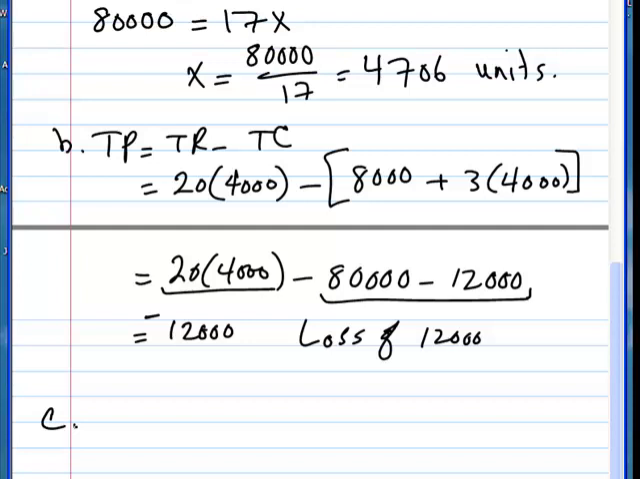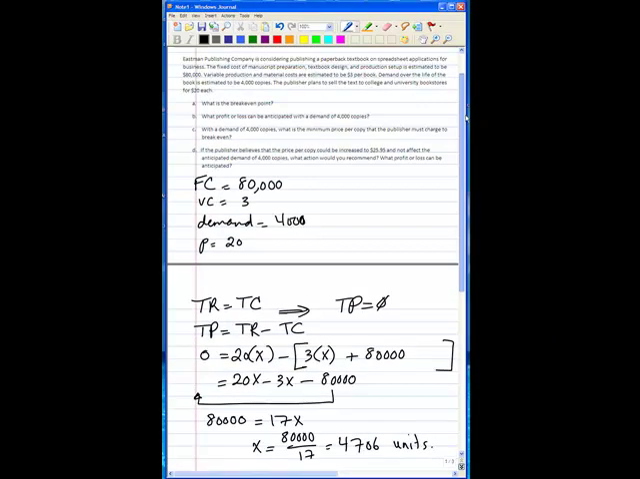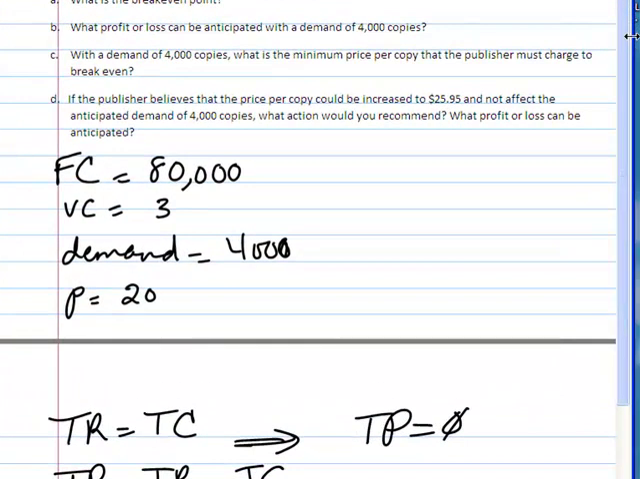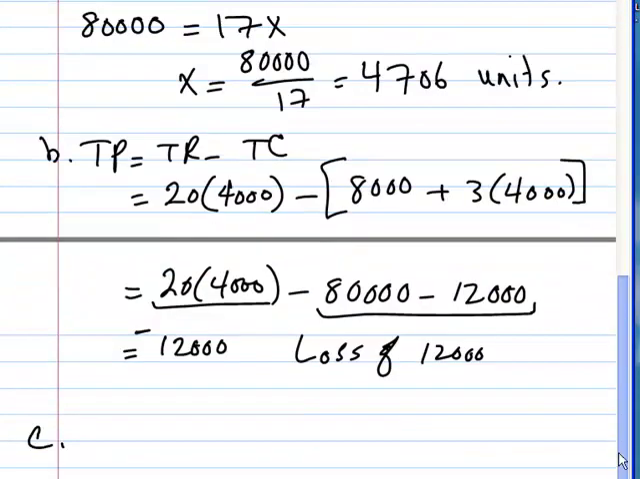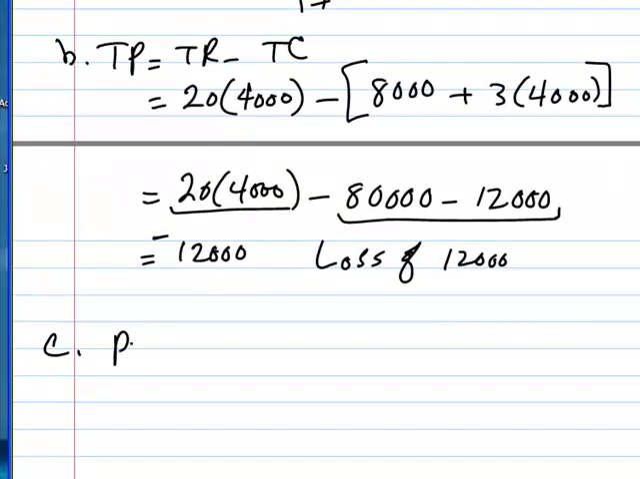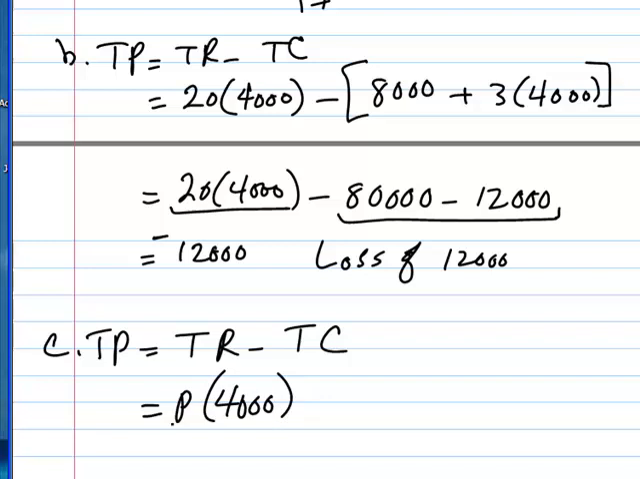Part C says with a demand of 4,000 copies, what is the minimum price per copy that the publisher must charge to break even? So now we're looking for the break-even price. We know that total profit must equal total revenue minus total cost, and we assume that copies sold are still 4,000, but we want to know what selling price will enable us to break even.